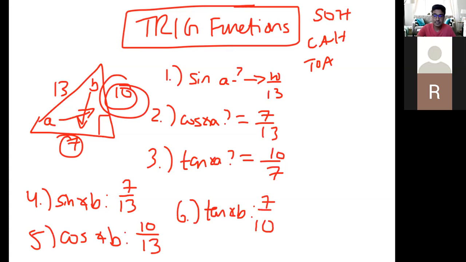As always, if you have any questions while I'm going through this, be sure to drop it in the chat, or you can always ping me at the Google Classroom. But that is the basic idea with these trigonometry functions.